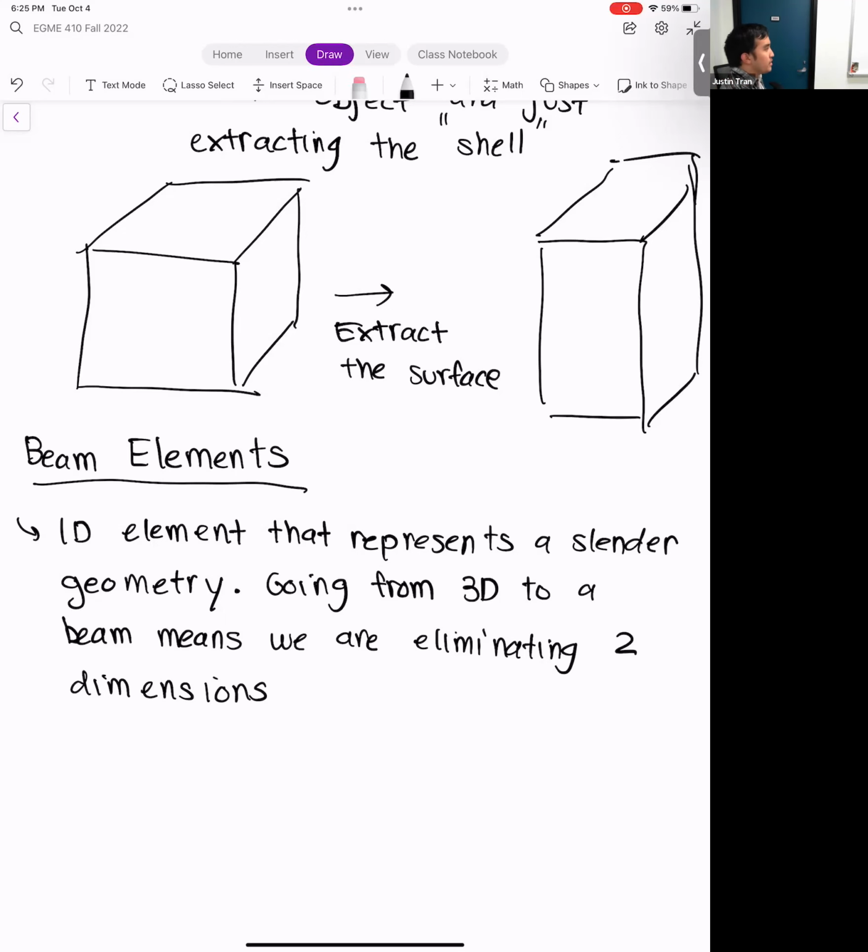The important thing to remember is that when we're using shell and beam elements, the idea is not to lose any kind of fidelity. We want to retain as much of that information as possible. It's just that the information might be represented in a different way. In beam elements, instead of defining the thickness of the beam, we have to define the cross-sectional shape.